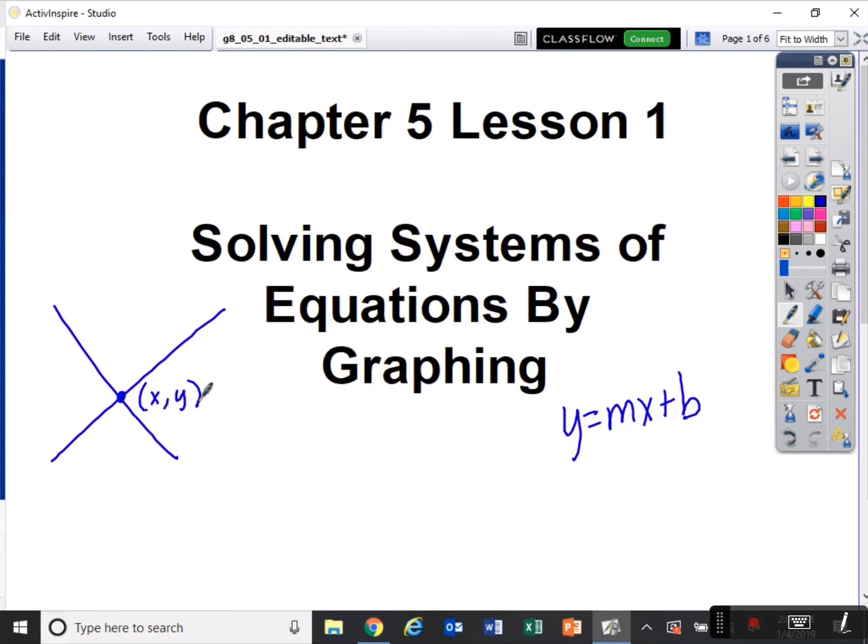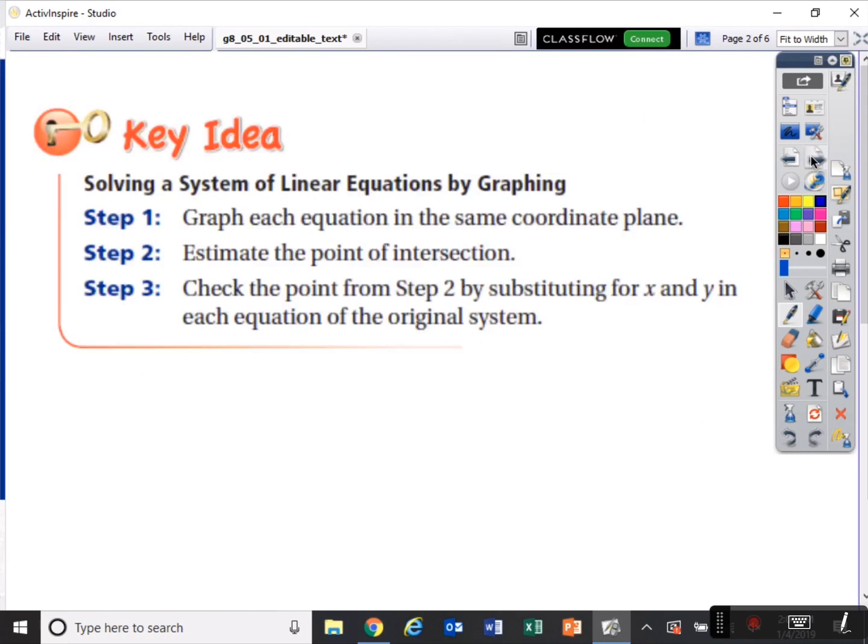All right, so, solving a system of linear equations by graphing. The reason that they're specifically saying by graphing is because there are three different ways to solve a system of equations. This is the first way. The first way is by graphing. We'll learn the other two as time goes on, but for right now we're going to focus on graphing.